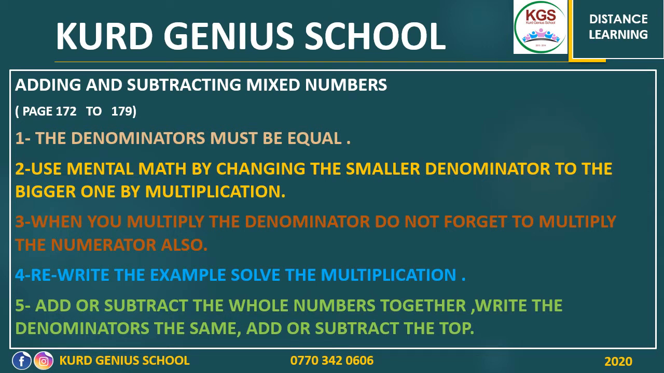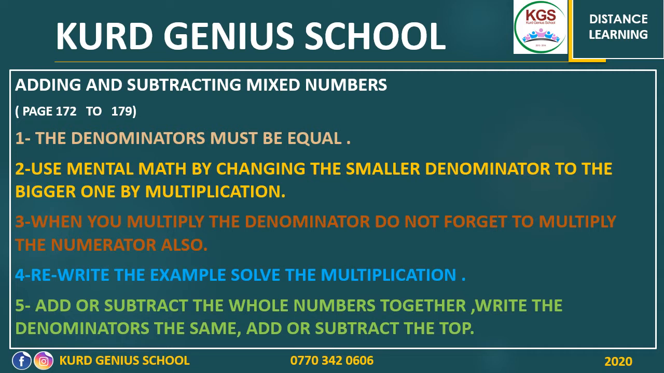So the first step, always remember that the denominators must be equal. You need to make the denominators equal in any possible way. You can use mental math by changing the smaller denominator to the bigger one by multiplication, or you can find the least common denominator or least common multiple. To make them equal, and be careful also. In number 3, I wrote that when you multiply the denominator, do not forget to multiply the numerator also.